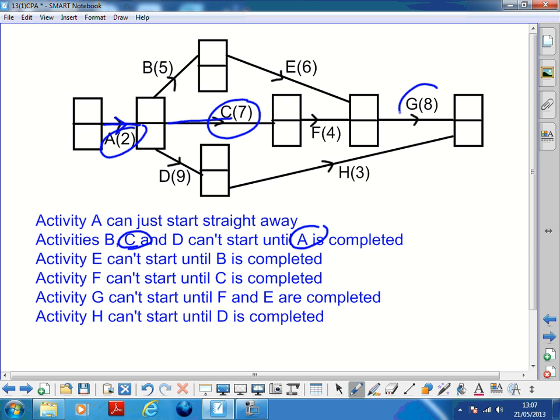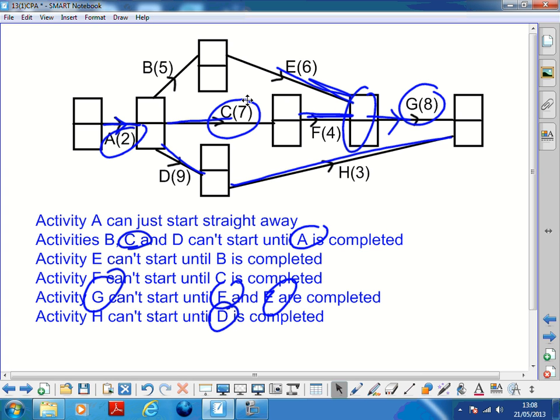Something like activity G here: activity G can't start until F and D are both completed. So here's F being done, here's E being done. When they're done, G can kick off. Does that make sense? What about D to H? When D is finished, H can go. Yeah. Okay.